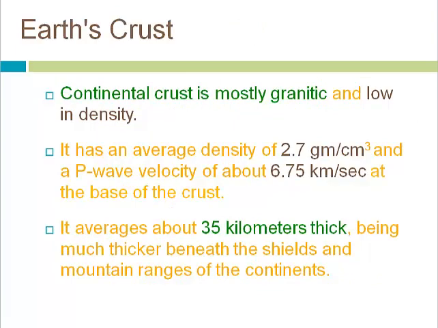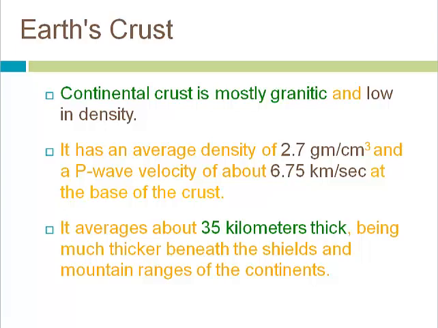And we've already gone over this. This is why I don't really have pictures, because I just want to mention it. But the continental crust is mostly granitic and low in density. It has an average density of 2.7 grams per cubic centimeter, and P waves travel through that at 6.75 kilometers a second, which is pretty fast. Keep 2.7 grams per cubic centimeter in mind, a number you want to remember for when you do the labs and look at the density of rocks. And the continental crust averages about 35 kilometers thick, and it's thicker along the shields where we are, and then on the mountain ranges.